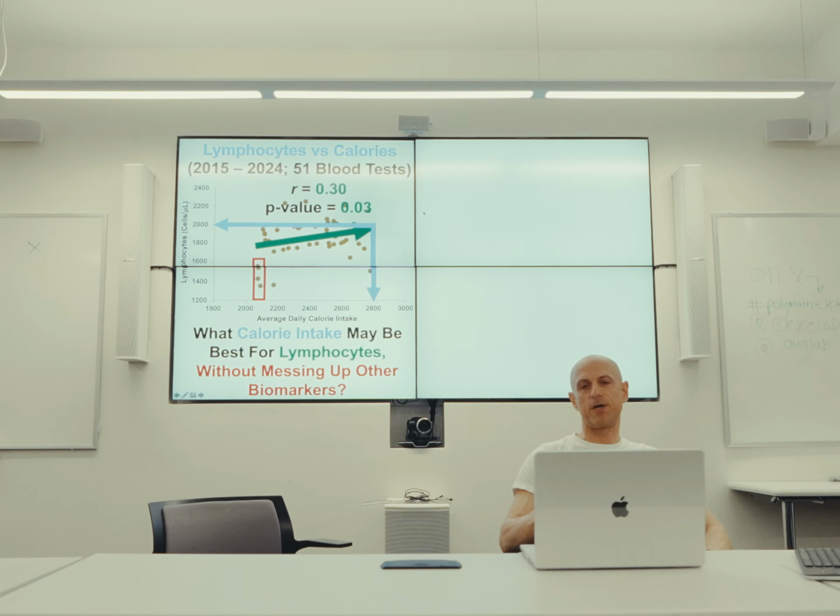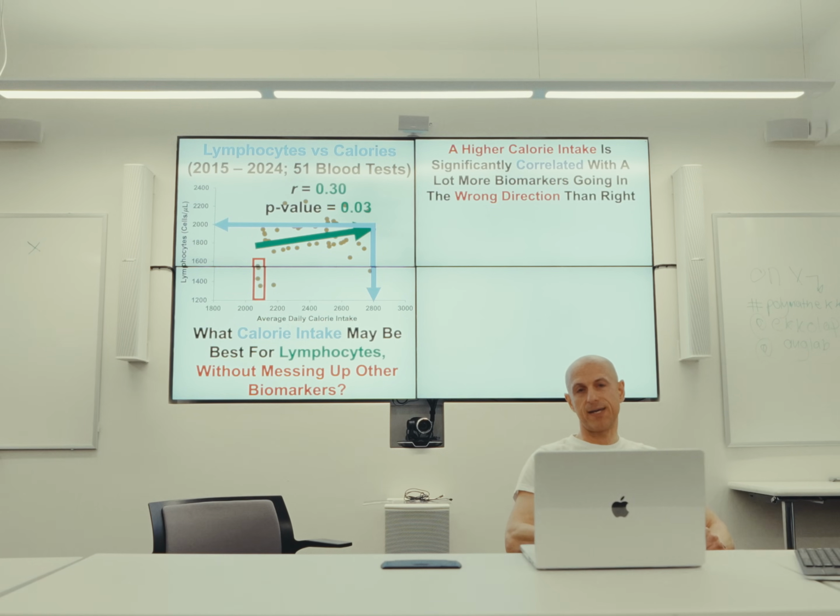And that's important to say because it's easy for me to just focus on 1 or 2 or 3 biomarkers, but my goal is to optimize everything across the board. It's not just one organ system or one aspect of health. It's do an intervention and see what it looks like across the board, and then is the net effect actually positive for the sum of those biomarkers, neutral or detrimental, and then I course correct based on that. So a higher calorie intake in my case, which is one argument against going too high for calorie intake with increasing lymphocytes, is significantly correlated with a lot more biomarkers going in the wrong direction than right.